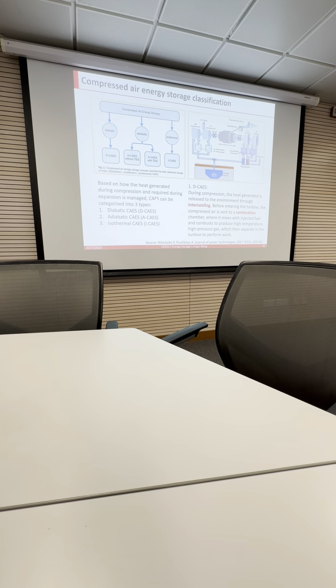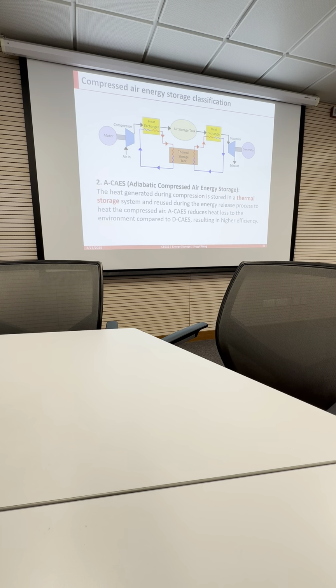So how to remove the heat and reheat the air? There are several ways. For example, we can use intercooling to remove the heat and use combustion to reheat the air. Okay, and we can also use thermal storage here to store the heat in the process of the compression, and this part of the heat can be reused in the process of the expansion. So it involves a thermal storage tank.